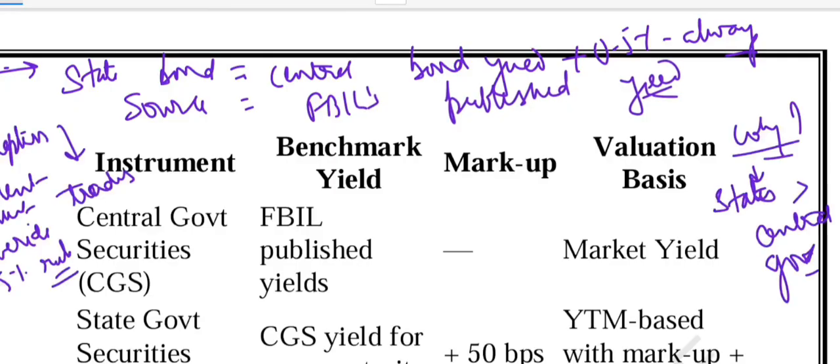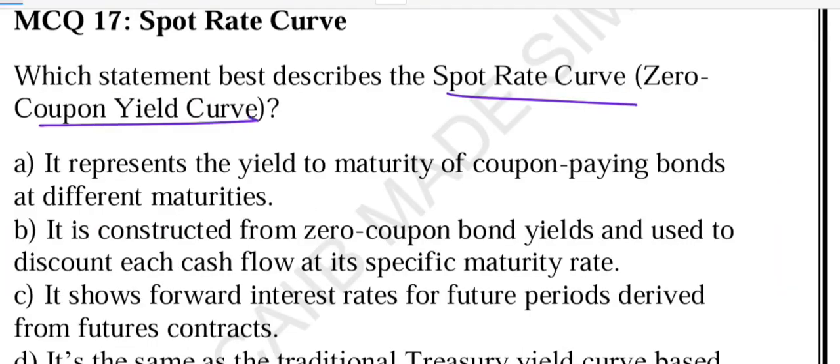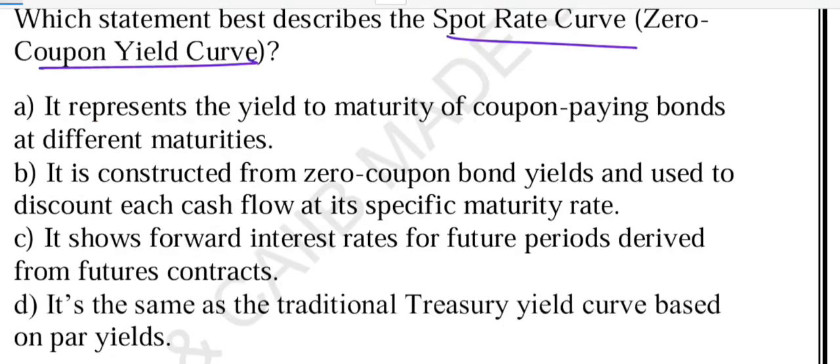Now friends, let's look at one more question, very important from the examination point of view. Imagine you are buying a chocolate bar today versus a promise to get one next year. The price difference is like the spot rate curve. It tells you the exact cost of money at different future dates. Which statement best describes the spot rate curve or zero coupon yield curve? Option A: it represents the yield to maturity of a coupon paying bond at different maturities. Option B: it is constructed from zero coupon bond yields and used to discount each cash flow at a specific maturity rate. Option C: it shows forward interest rates for future periods derived from futures contracts. Option D: it is the same as the traditional treasury yield curve based on par yield.